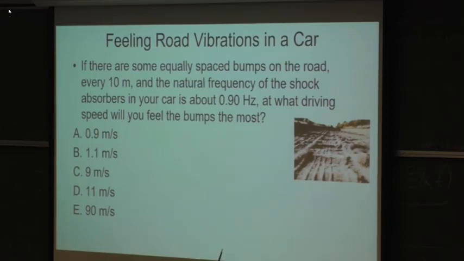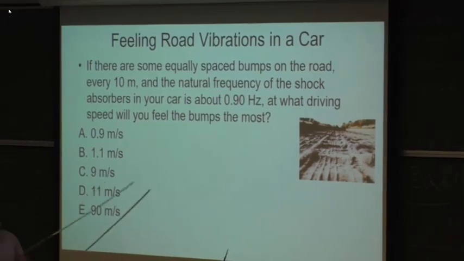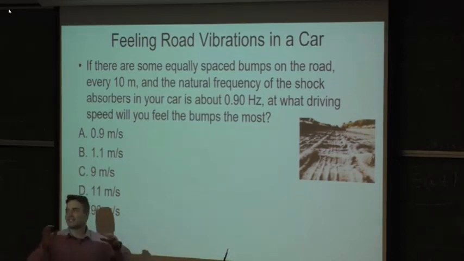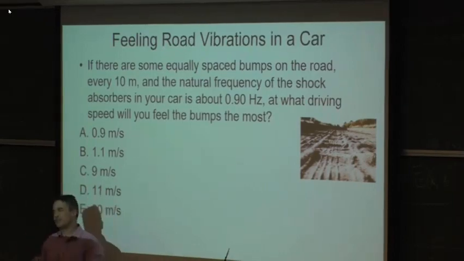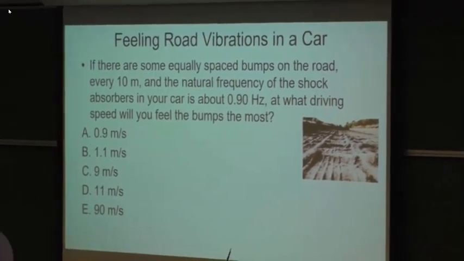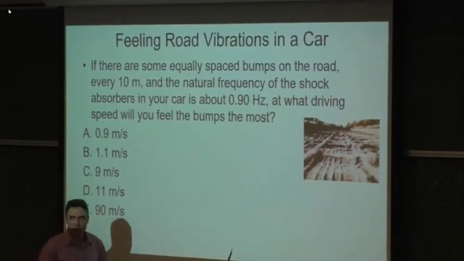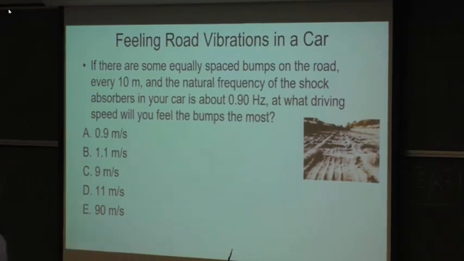So what can happen is that if shock absorbers have a natural frequency of 0.9 hertz that they want to oscillate at, and you have some bumping that's right at that same frequency, then your car starts bumping more and more and more, because you've hit the resonance of your car. So at what speed does that happen if the bumps in the road are every 10 meters? This is a bit of a review question.